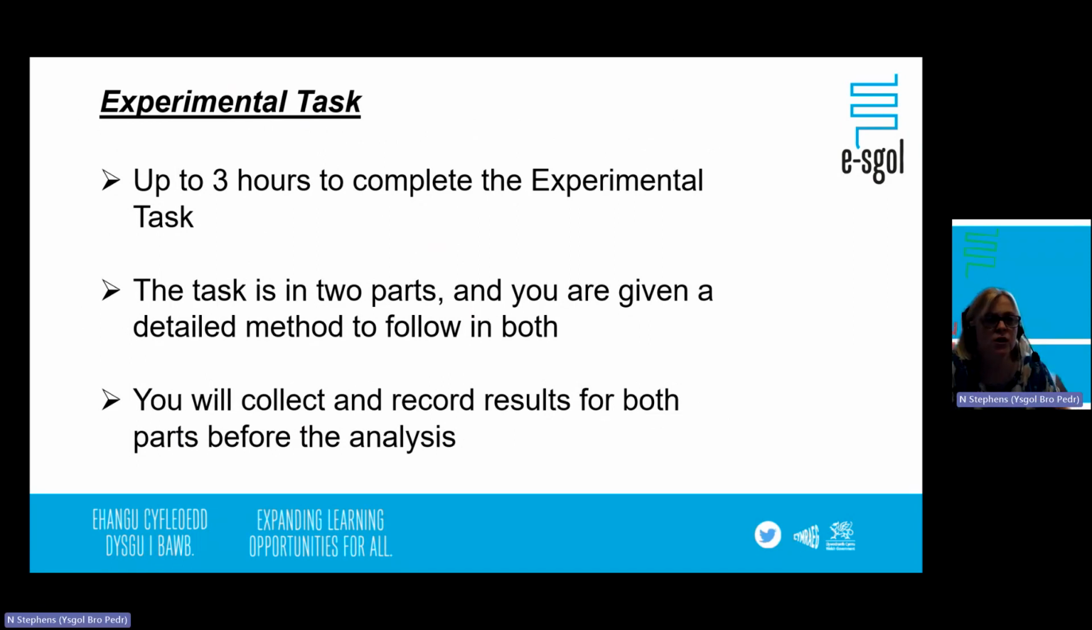Okay, so to do with the experiment task itself, you get 3 hours to complete the experimental task.